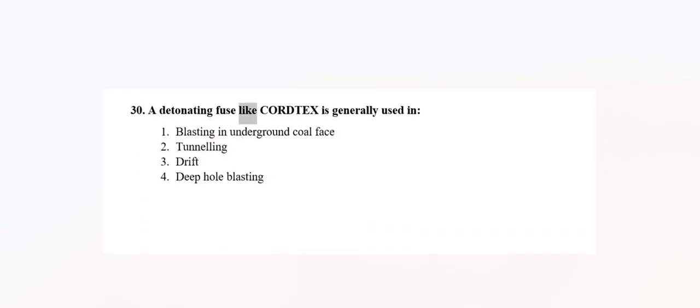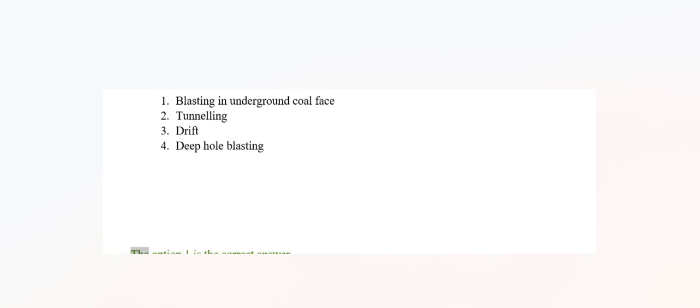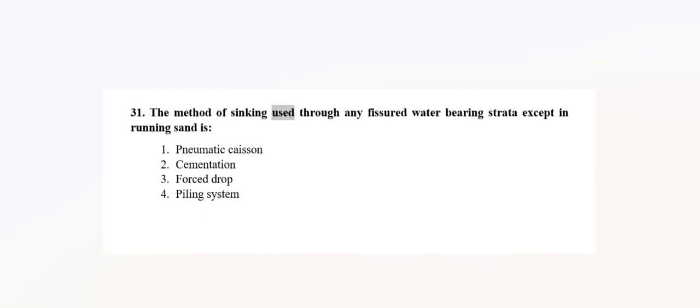30. A detonating fuse like Cordtex is generally used in blasting in underground coal face, tunneling, drift, deep hole blasting. The option 1 is the correct answer. 31. The method of sinking used through any fissured water-bearing strata except in running sand is pneumatic caisson, cementation, forced drop, piling system. The option 2 is the correct answer.